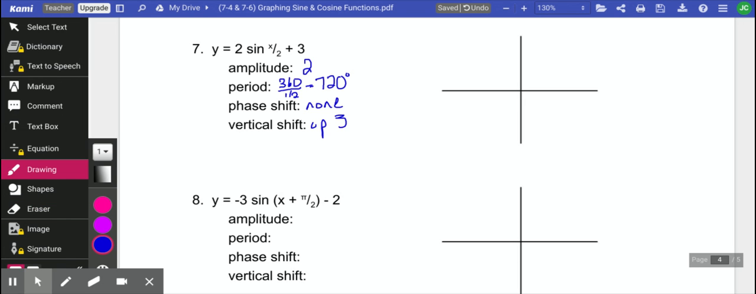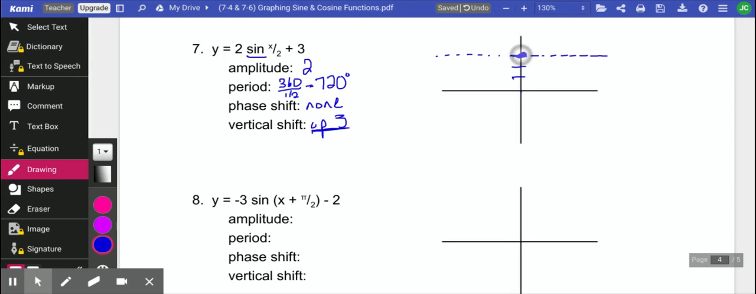So we are starting with a sine function. A sine function starts at the origin, but remember our origin has been shifted up 3. So we're actually starting here. When we have a vertical shift, I want you to think about this as the new x-axis. So our midline has just shifted up 3.